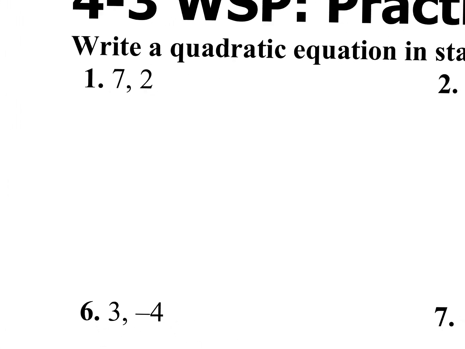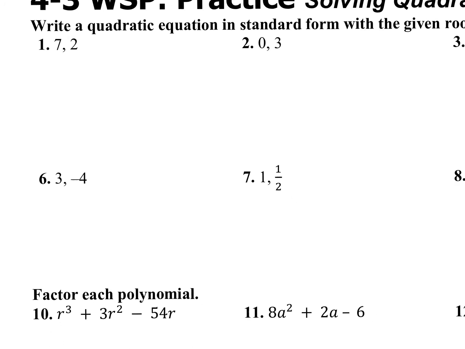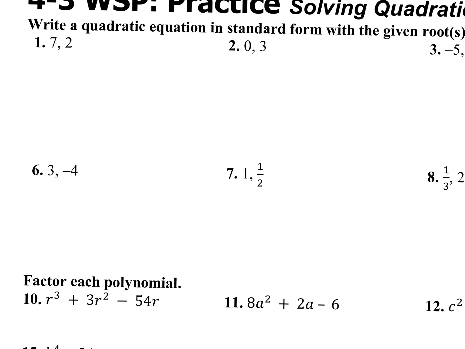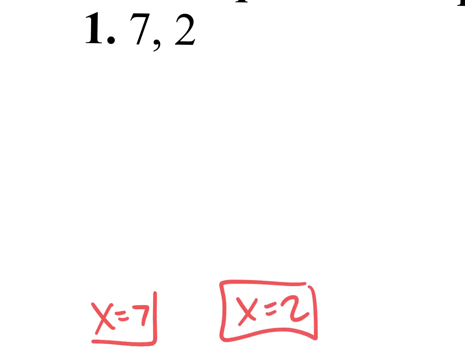So even though this wasn't part of your homework, the instructions say write a quadratic equation in standard form with the given roots. First thing we need to do is remember the notes that roots mean the same thing as answers, x-intercepts, solutions, real zeros. They all mean the same thing. The 7 and the 2 are answers. So I would go way down here to the bottom and put x equals 7 and x equals 2. Those are your answers that they give you up here, 7 and 2.